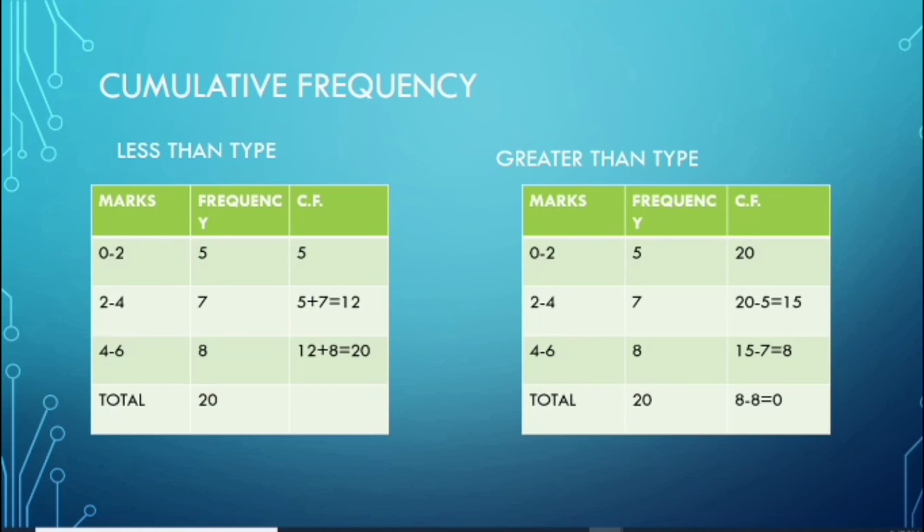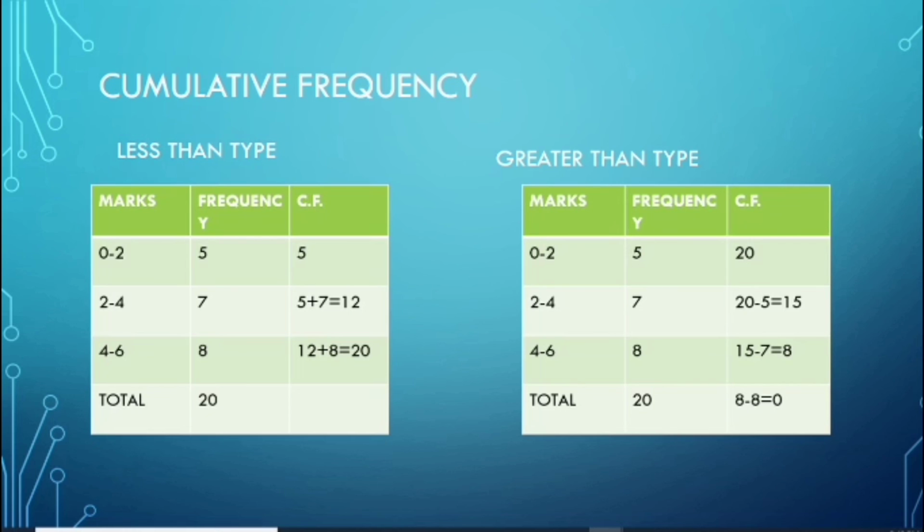In the next row, you go and ask how many students have got marks greater than or equal to 2. This time you have to exclude all those who have got marks 0 and 1. That is, you need to subtract 5 from 20. So you'll get 20 minus 5 is equal to 15, your current cumulative frequency. Go ahead, follow the same procedure, and you'll get the answer as 8. And finally, it will be 8 minus 8, which will be equal to 0.